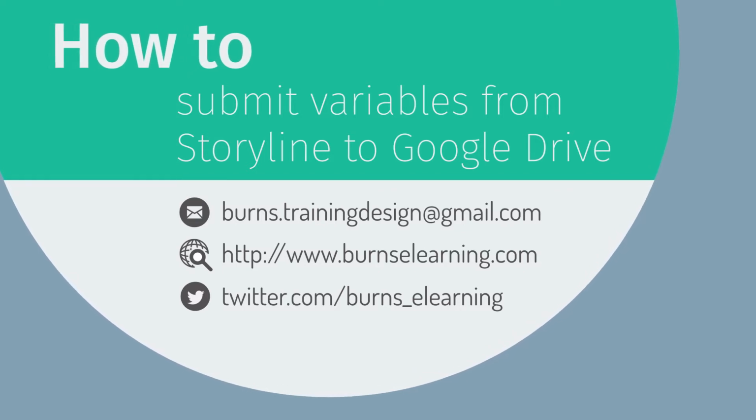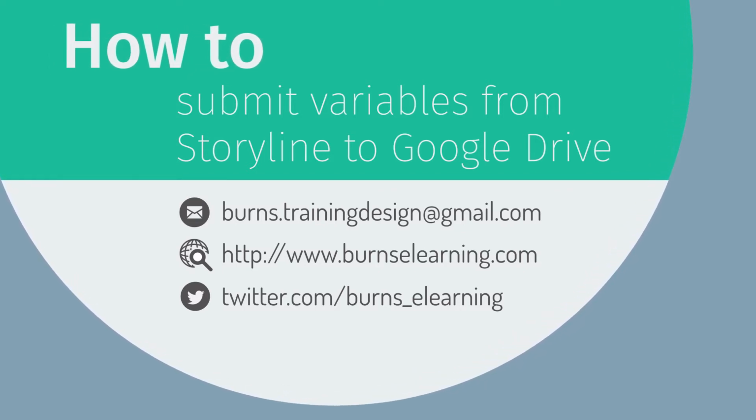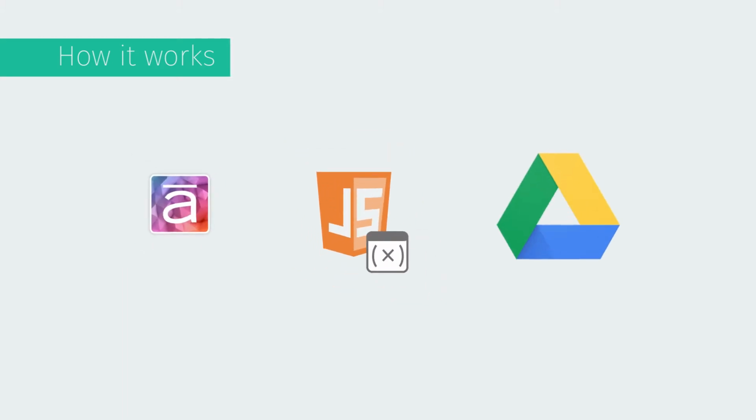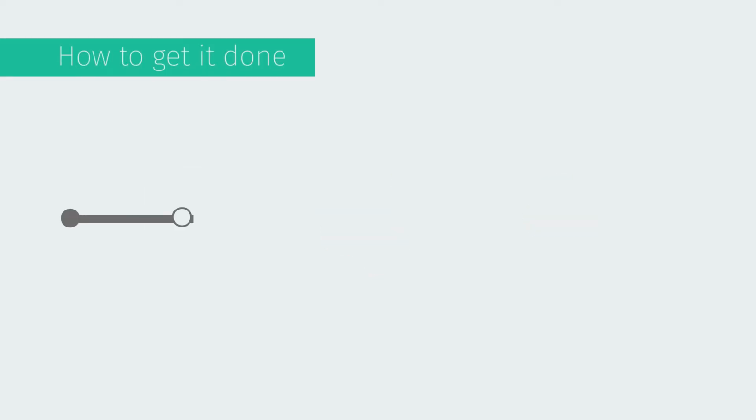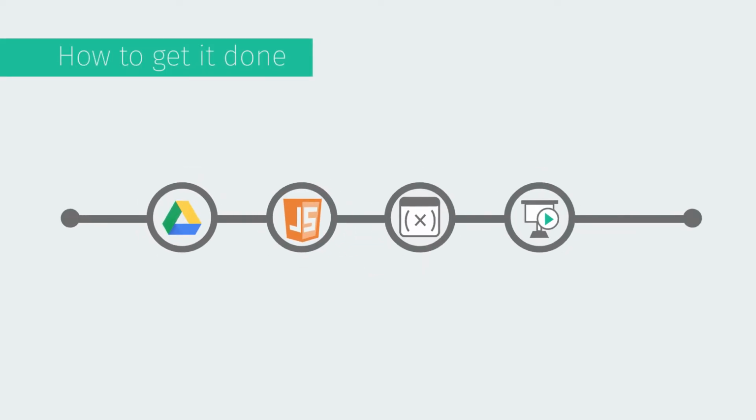Let's check out how you can post variables from your Storyline file into Google Drive. Basically, you have your Storyline file, and JavaScript takes a look at your variables and then pushes those onto a Google spreadsheet. So how does this work? We'll set up a spreadsheet in Google Drive, copy and paste some JavaScript, check your triggers in Storyline, and publish and test it out.